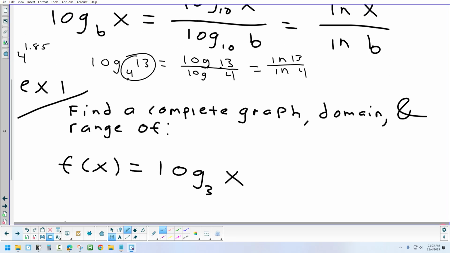Okay. So now we're going to use that formula to graph this. It says find a complete graph and then determine the domain and the range. Okay. Well, first thing is that base, a base that we can plug in just using a button on the calculator. Did it check? No, that's base 3. We don't have a button for base 3. We have a button for base 10 and base E. So we need to rewrite that as a fraction.